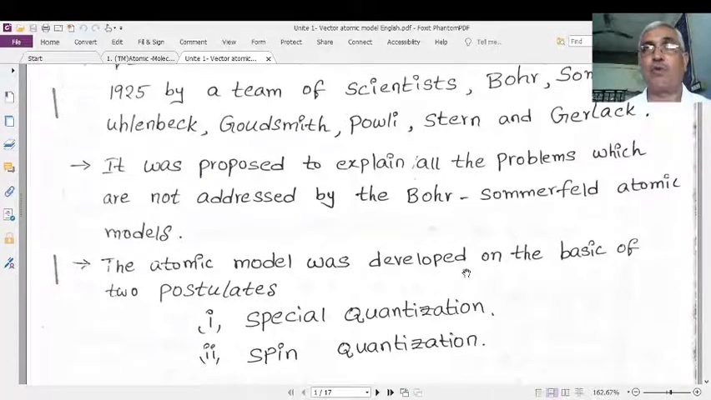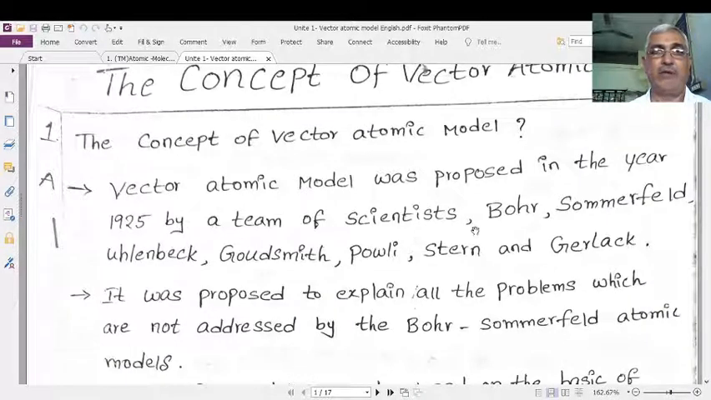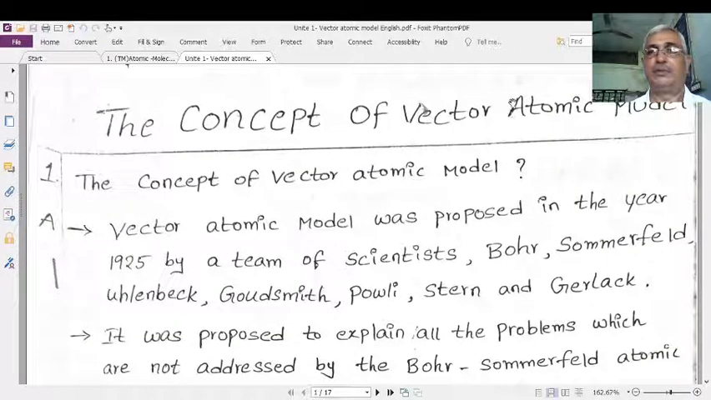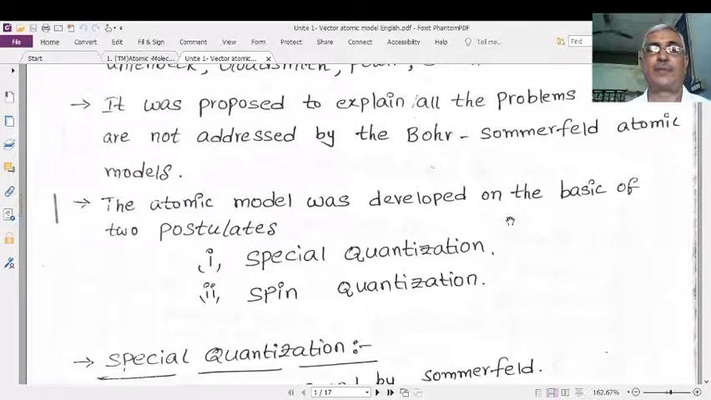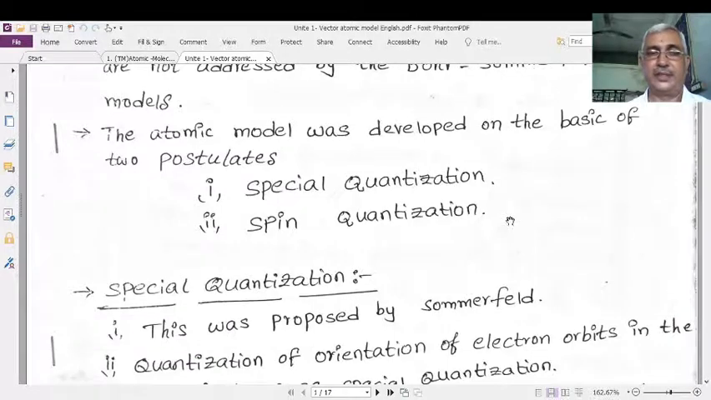Both orbital motion and spin motion have specific orbits, or their orbits are quantized. In order to quantize their orbits, it needs two angular momentum vectors: the orbital angular momentum vector and the spin angular momentum vector. These are quantized with two quantum numbers. That's why this particular atomic model is known as the vector atom model, and this is the essence of the vector atom model. Now we will see these two postulates or concepts.